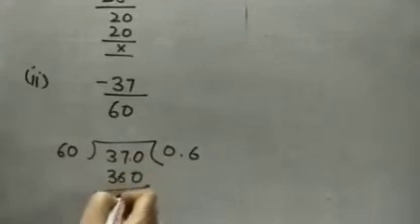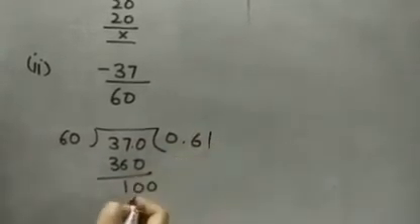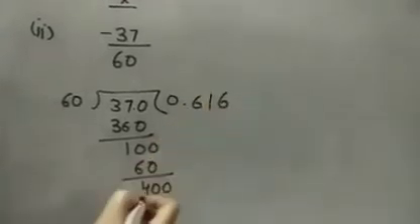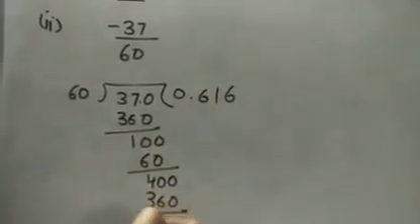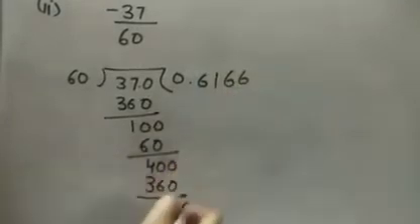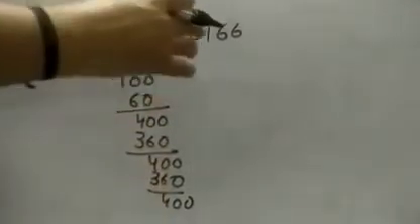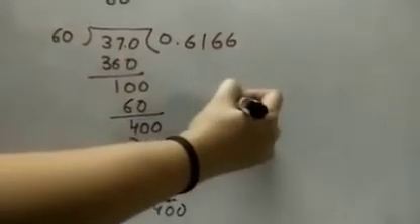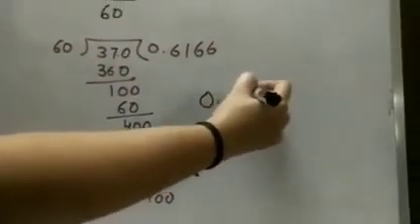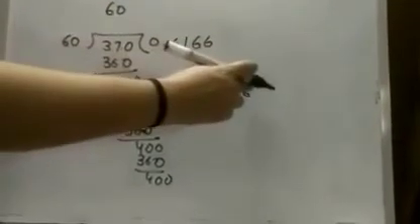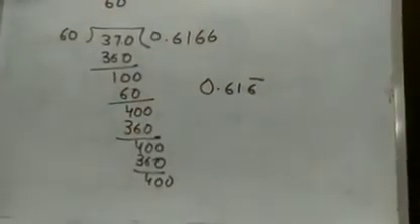360. 60 1s are 60. 360. Again 6. Again same. Now what we observe is that this digit 6 starts repeating. The decimal representation of this number is 0.616 with a bar over 6, because this digit is repeating. So we are going to place the bar over 6 only.